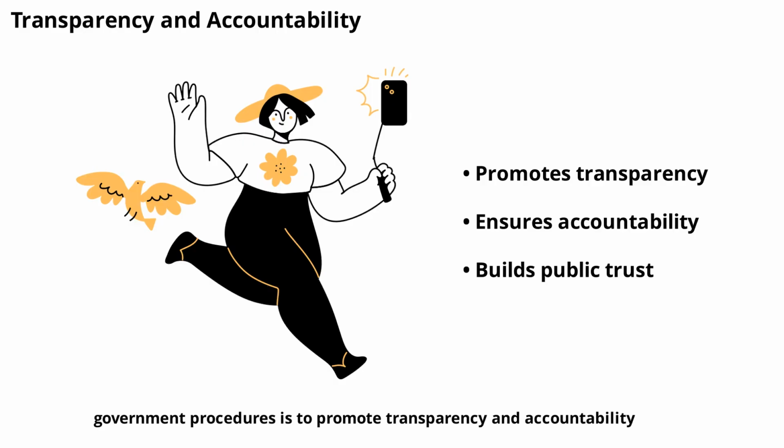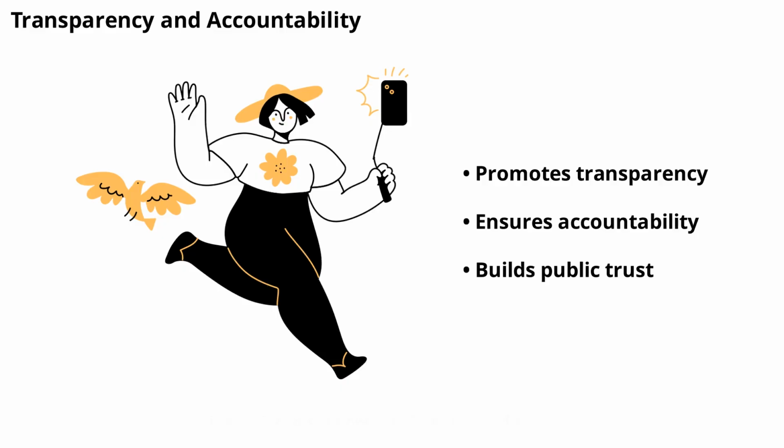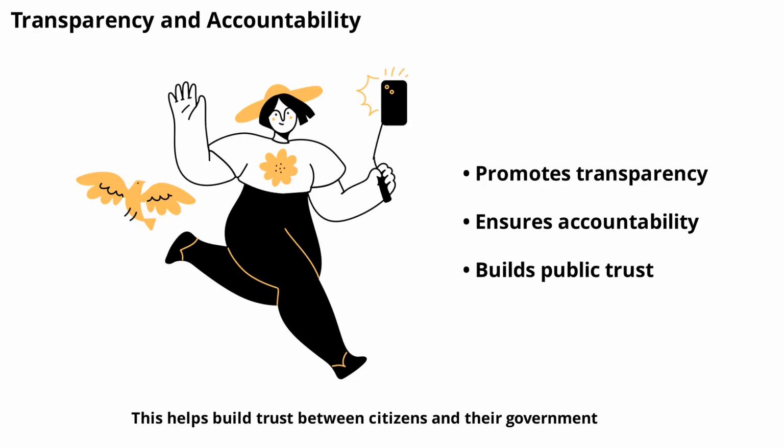One of the main reasons for having government procedures is to promote transparency and accountability. When procedures are clear and open to the public, it's easier to see how decisions are made and to hold officials responsible for their actions. This helps build trust between citizens and their government and reduces the risk of corruption or favoritism.